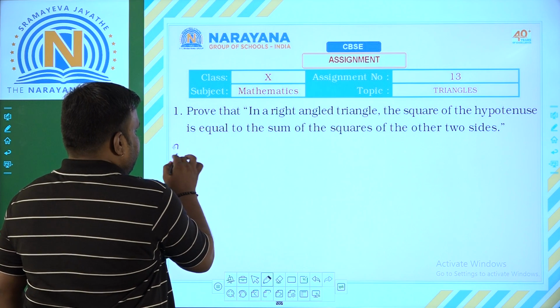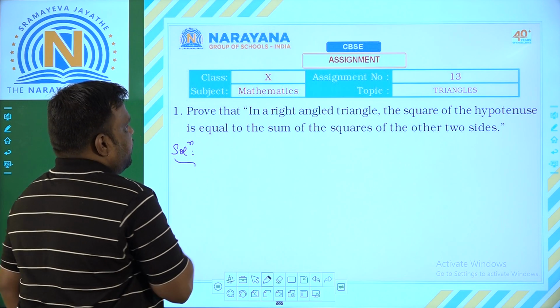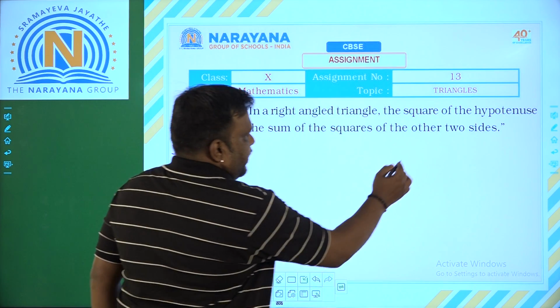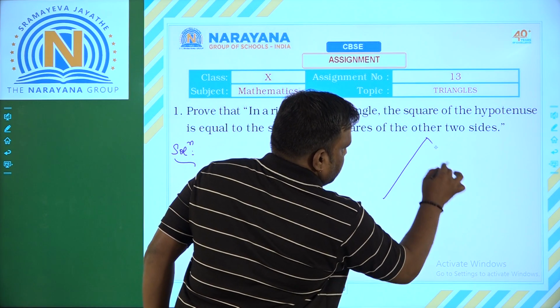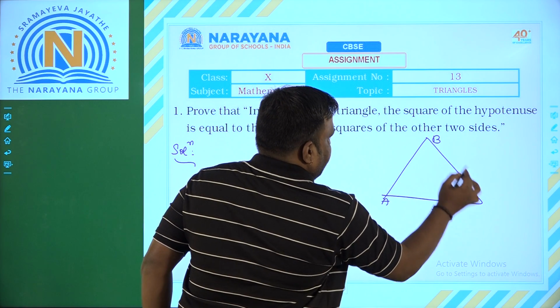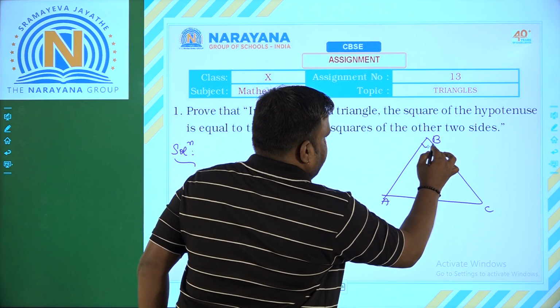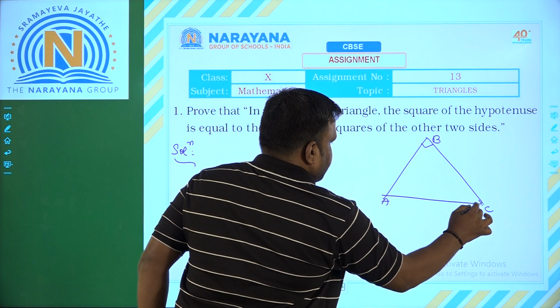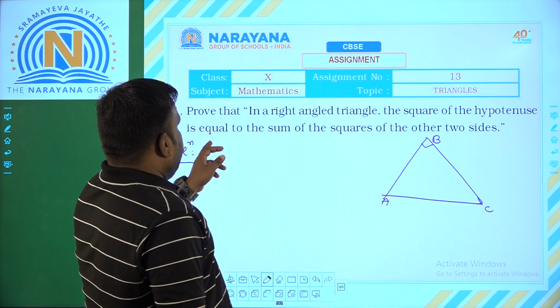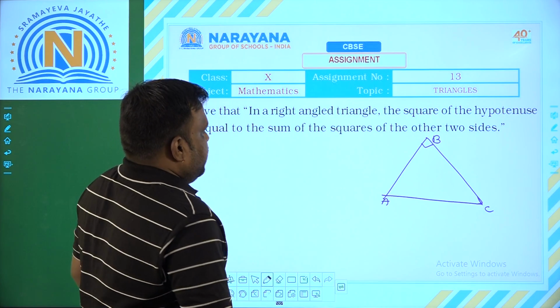If you look at the statement correctly, what is given for us is a right angle triangle. So first let us draw a right angle triangle. Take this as a right angle at B. Okay, right angle is at B. Next, the square of the hypotenuse is equal to the sum of the squares of the other two sides.